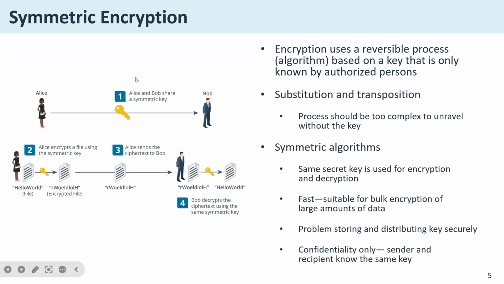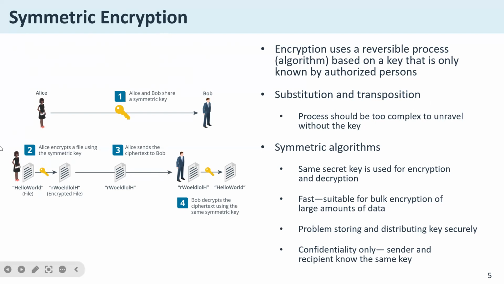Like the example I gave, you have a formula that if you want to get a ciphertext, you just substitute. And at times you transpose. Transpose is when you turn it upside down, sideways, whichever way. The process should be too complex to unravel without the key. Encryption should not be something that, if you just look at it, you can demystify and say, okay, if I put this to this, I'm going to get the end answer. So it's always a little bit complex.